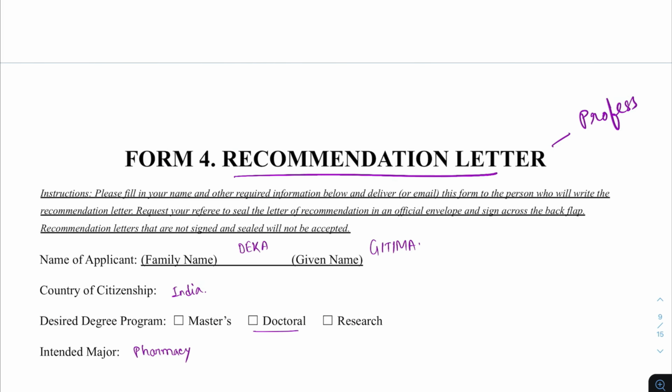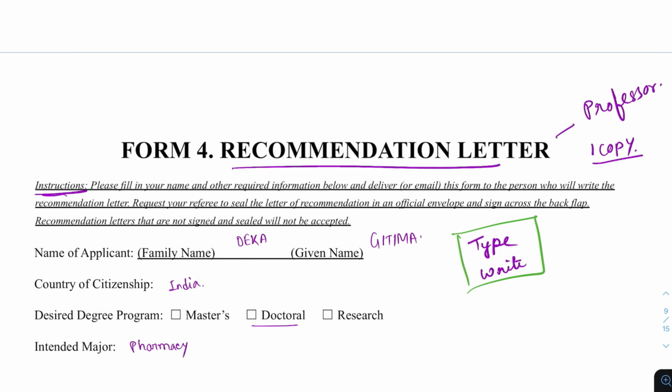So next is a recommendation by the professor or teacher. This time they have asked only for one copy, so it's better. And then the instruction is given here. The professor may write it or type it, it is not a problem.